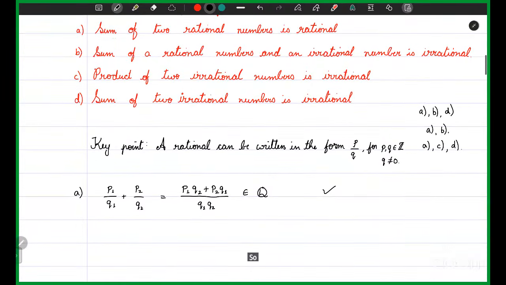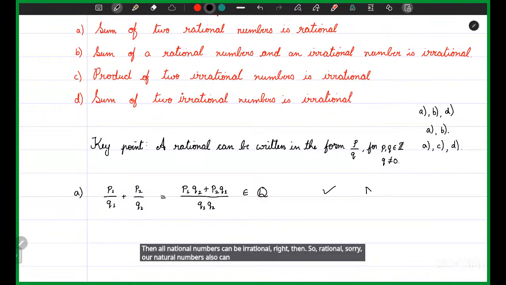If we take 1 by 2 plus 3 by 2, that gives us 2. Yes, 2 is not in a P by Q form. It is 2 by 1, in that sense. Then all natural numbers can be considered rational, right? Yes.